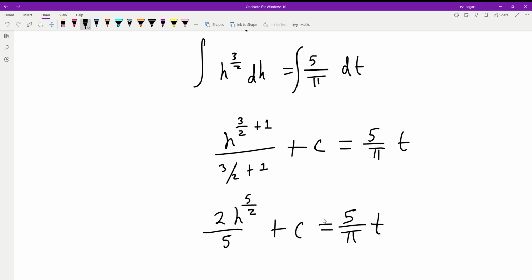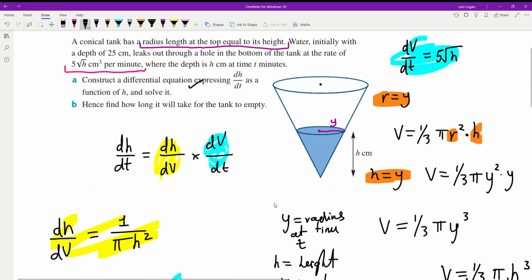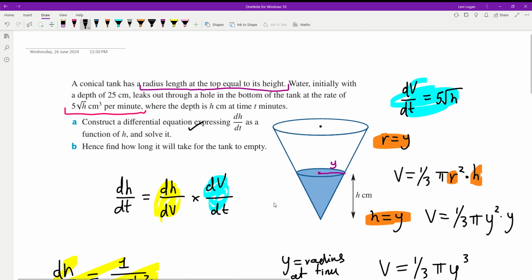Now we need to plug in an initial condition to work out what this c is. Now we actually got given this initial condition at the start here because we have the depth initially. Initially means t equals 0. Depth is this. Okay, so h is 25 centimeters when t equals 0.